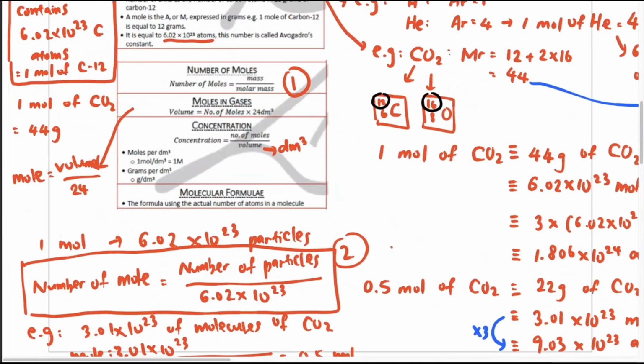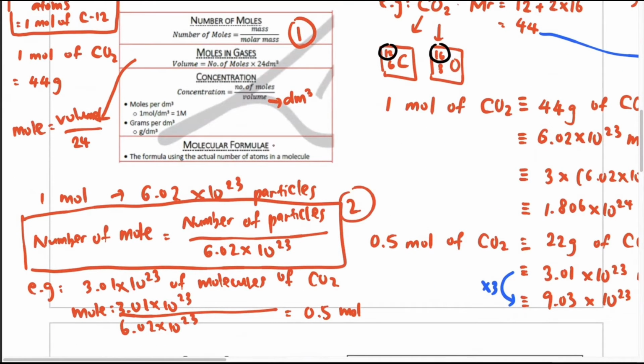Okay, so on the first page, we have one more subtopic, which is molecular formula. Molecular formula is the formula using the actual number of atoms in a molecule. So what is that? For example, carbon dioxide is a molecular formula. Sulfur trioxide, molecular formula. H2O, molecular formula. So molecular formula is the formula of a molecule.